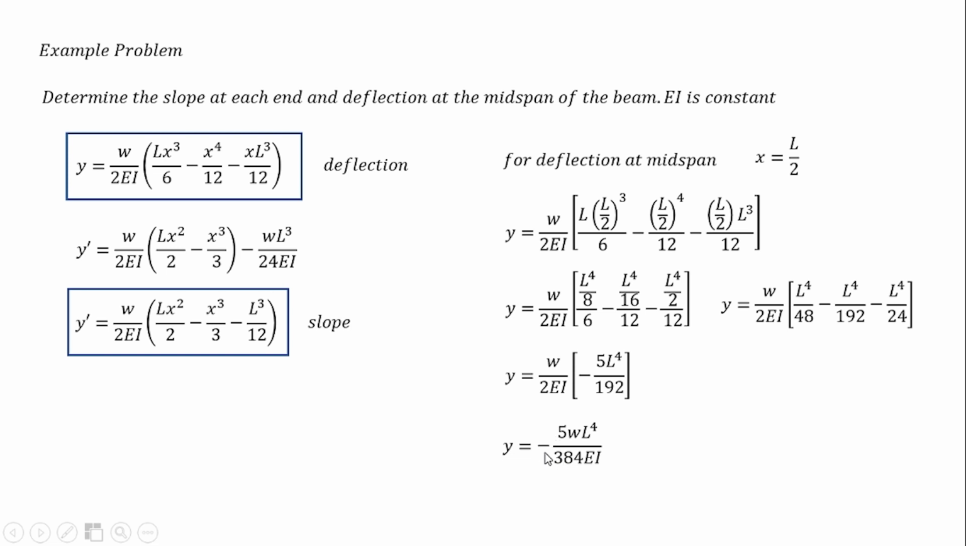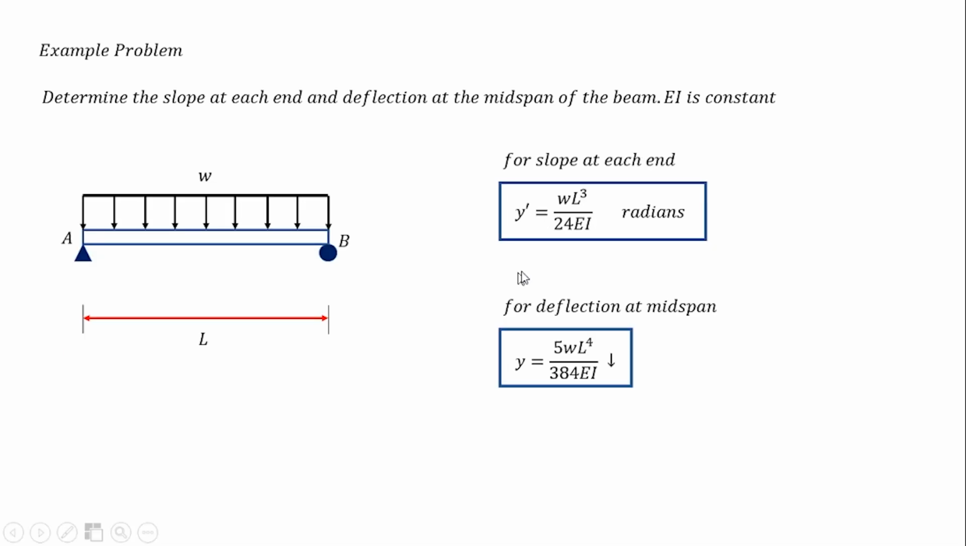The negative sign shows the direction of our deflection, meaning our deflection is downward. So this is now the midspan deflection of our beam, or the problem. So finally, these are our equations for our slope, which is in radians, and for our deflection, whose direction is downward.